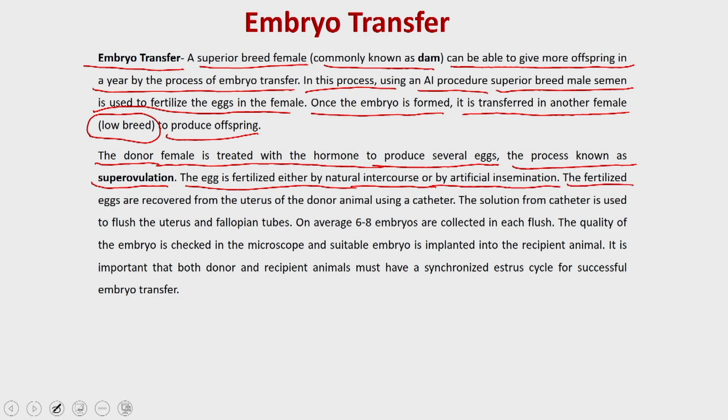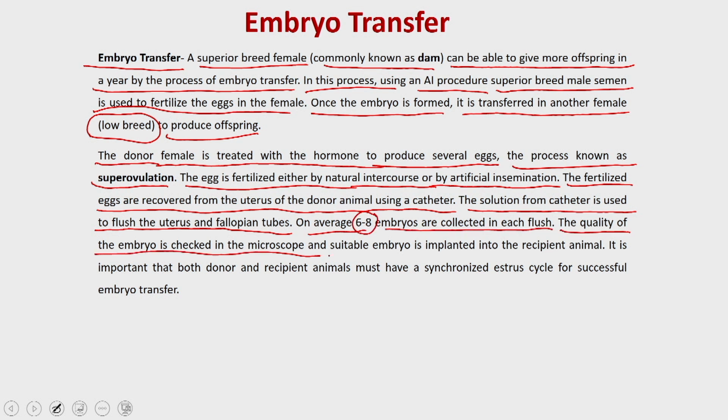The fertilized eggs are recovered from the uterus of the donor animal using a catheter. The solution from the catheter is used to flush the uterus and fallopian tube. On average, 6 to 8 embryos are collected in each flush. The quality of these embryos is checked under the microscope, and then the suitable embryos are implanted into the recipient animal.